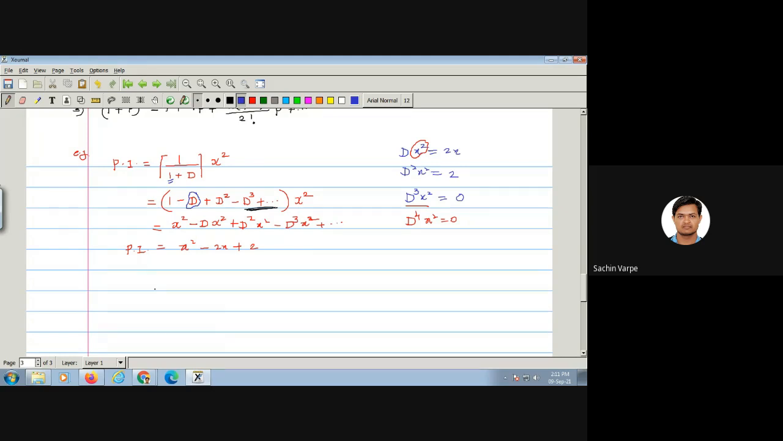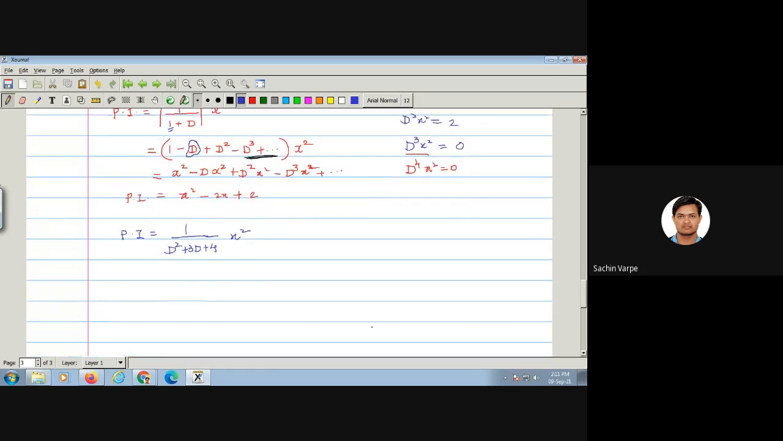So for that purpose, we can have phi of D like this also, 1 upon D square plus 3D plus 4 operated on x square. So we don't have that form, right? 1 upon 1 plus something. So how do we get that form?